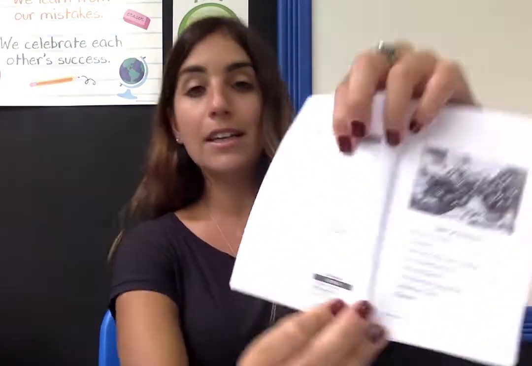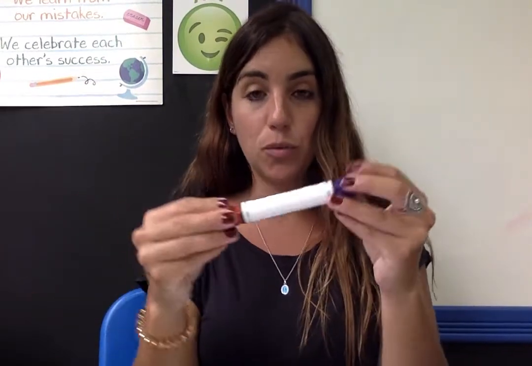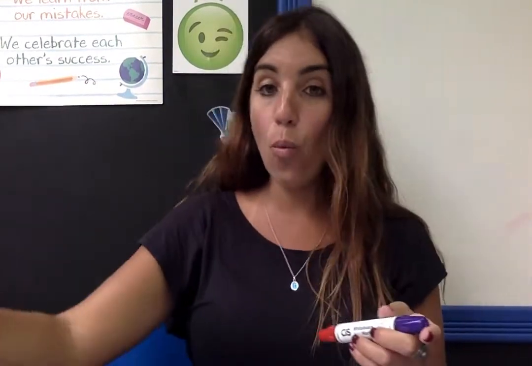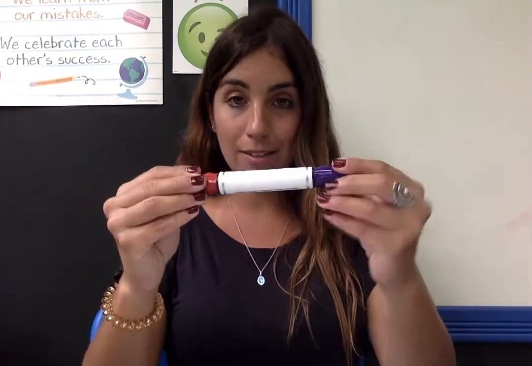The next word is solid. So something that is solid is something that we can hold on to. This would be a solid. The water that we drink is not a solid. It is a liquid. So all things in our environment can be solids, can be liquids, or can be gases, which means stuff that is in the air, okay? It's not a liquid and it's not a solid.